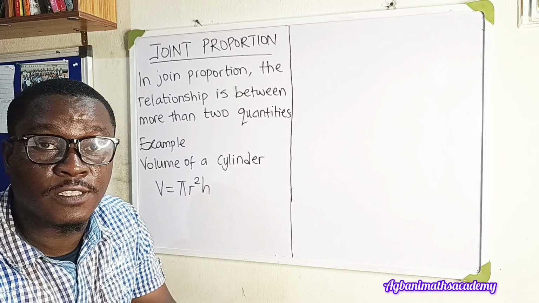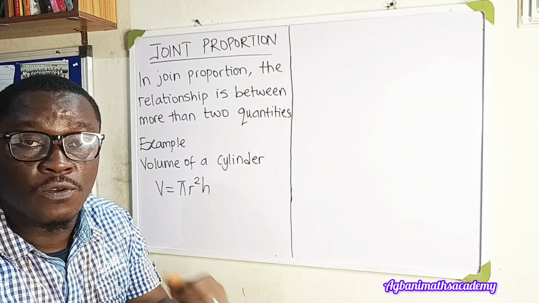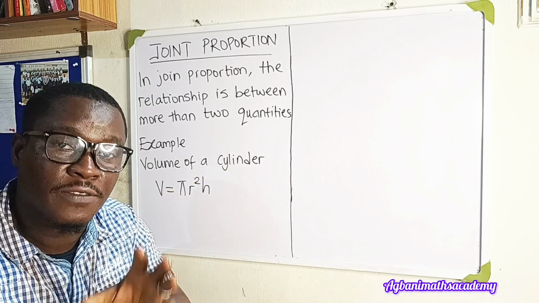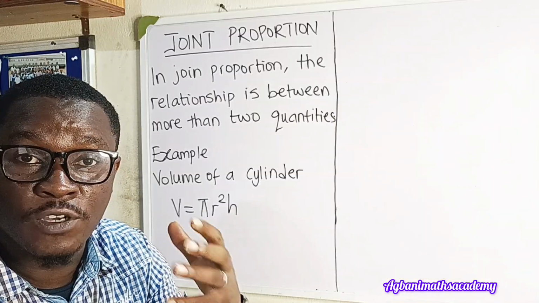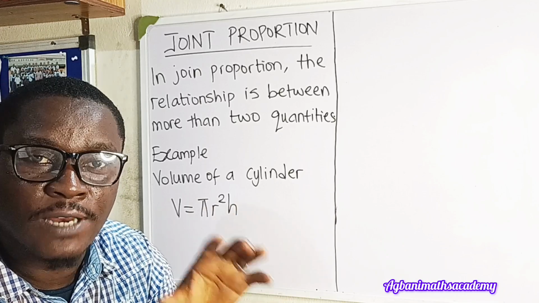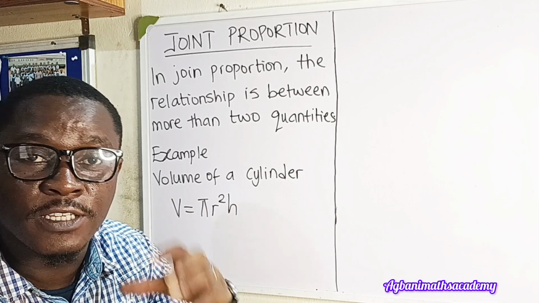We're still continuing in our series on proportion. In our previous lessons, we've looked at what proportion is. We've looked at the different types of proportion. We've solved questions on direct proportion and inverse proportion. In this particular lesson, we'll be looking at joint proportion.